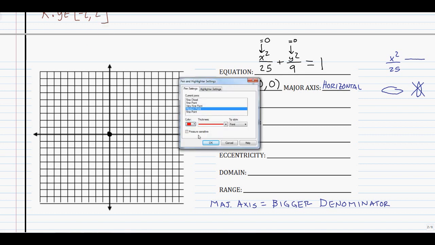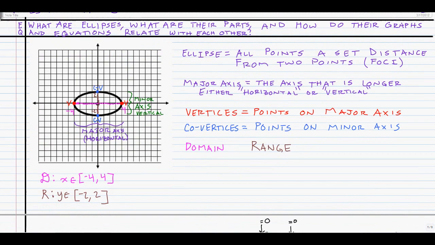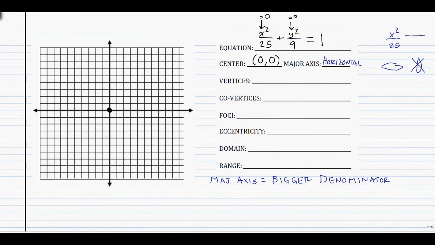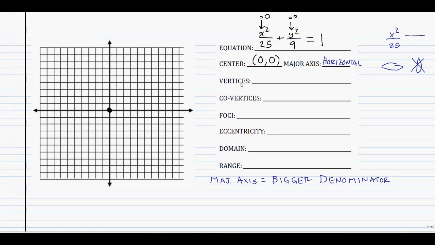That won't be the case all the time going forward, just for now. So what's next? Well, the vertices. As we said earlier, up in the first one, the vertices are the points on the major axis. So we have to figure out, by looking at the equation, where those points are going to be on the major axis, like side to side. Well, the way we look for the vertices is we look at our denominator.